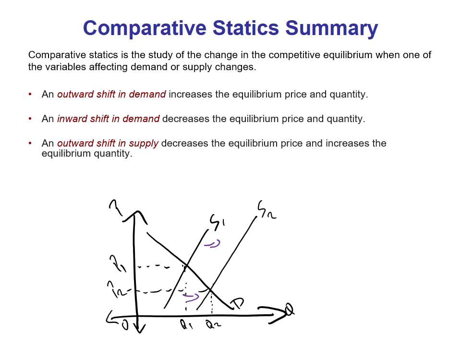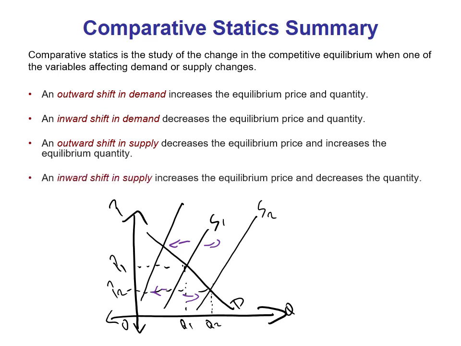If we had an inward shift in supply, this would be our new supply curve. Okay, now let's look at equilibrium price. It's much higher, increased. But how about quantity? It's reduced. So an inward shift in supply will increase the equilibrium price and decrease the quantity.